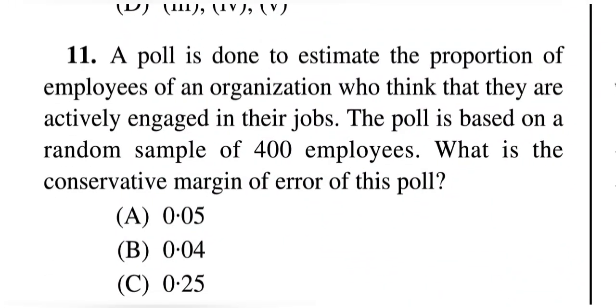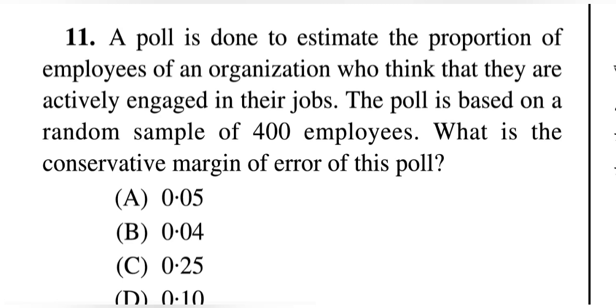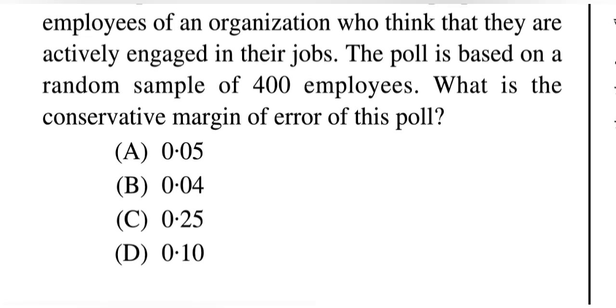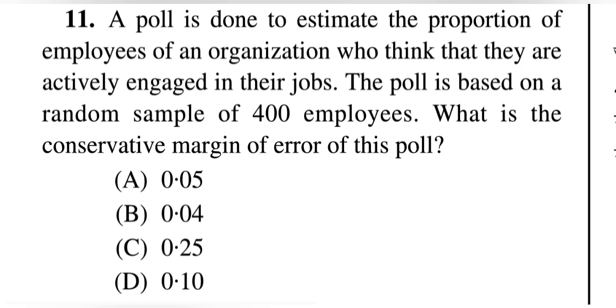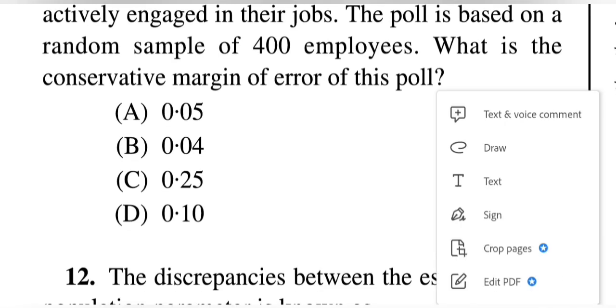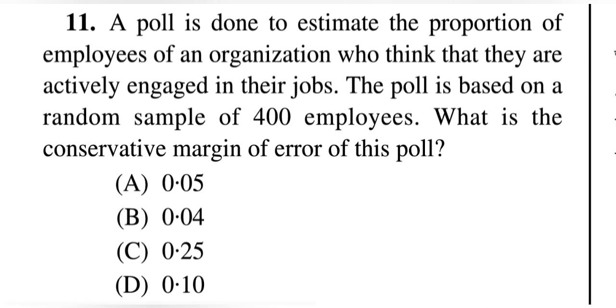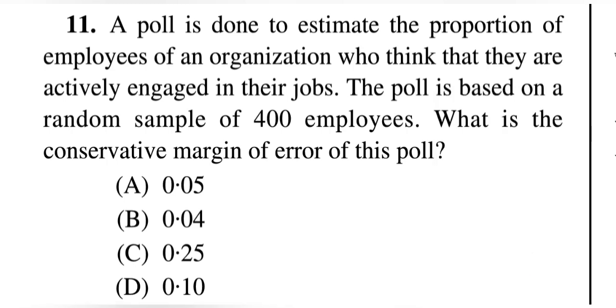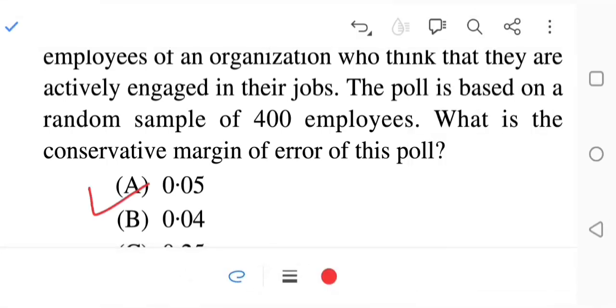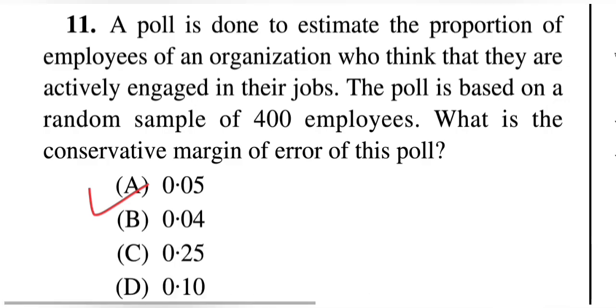Next, it says a poll is done to estimate the proportion of employees of an organization who think that they are actively engaged in their jobs. The poll is based on a random sample of 400 employees. What is the conservative margin of error of this poll? 0.05, 0.04, 0.25, 0.10. So here you have to do a little bit of mathematical equation. Okay, so correct answer of this question will be B, that is 0.04. I will not try to solve the question since, I wait, B is not the correct answer. Correct answer is A, 0.005. How it was 0.005, I will not try to show you. Please do it by yourself.